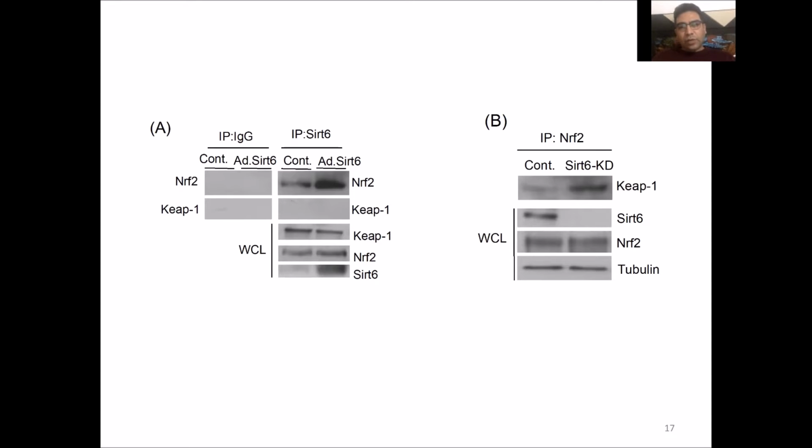So SIRT6 and NRF2 go parallel, and KEAP1 goes opposite to the levels of NRF2. In the immunoprecipitation experiments, we found that SIRT6 and NRF2 go parallel in their expression. However, KEAP1 works opposite to the NRF2 levels, where KEAP1 levels are reduced, as we see in figure B. Next, please.